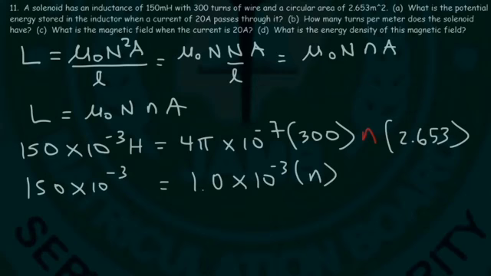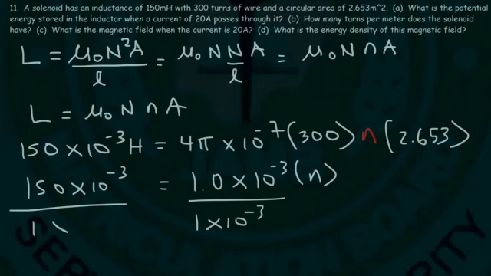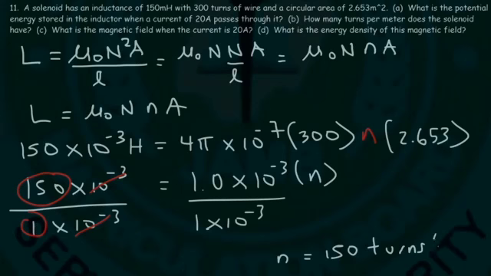Now, let's divide both sides by 1 times 10 to the minus 3. The 10 to the minus 3's will cancel, and so it's simply 150 over 1. So lowercase n is 150. So that's how many turns there are per meter.